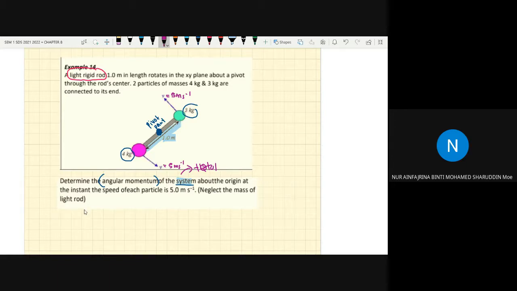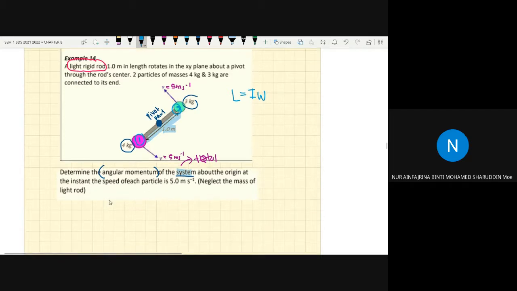Macam mana kita nak buat soalan ni? What is the formula for angular momentum? L equals to I omega. Now, we have two particles. Miss jadikan ini particle 1 dan ini particle 2. Miss nak cari angular momentum for the whole system. Jadi, summation of angular momentum equals to angular momentum of particle 1 tambah angular momentum of particle 2.